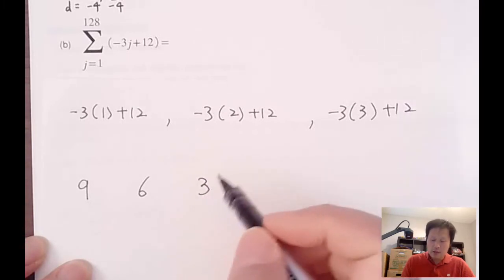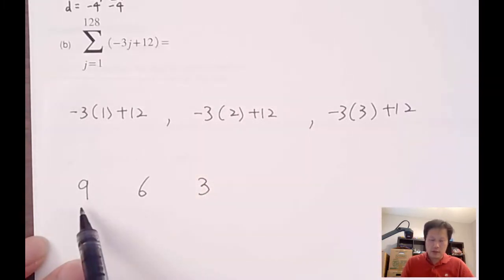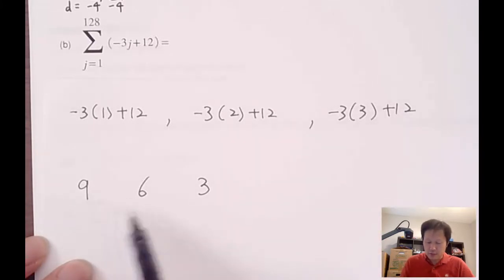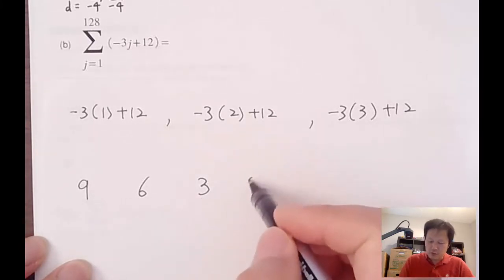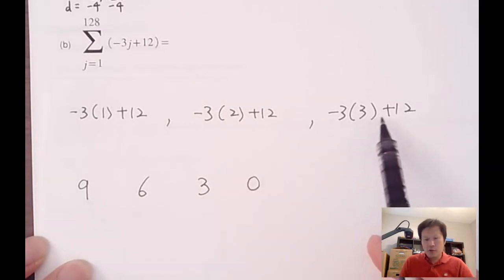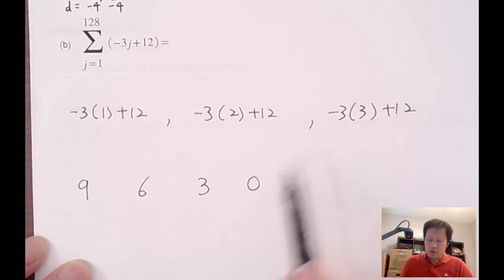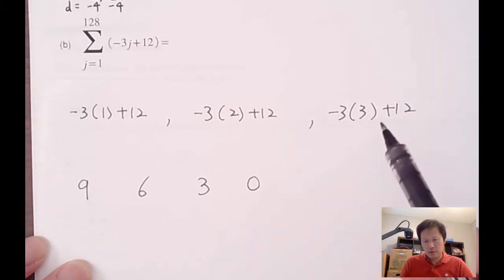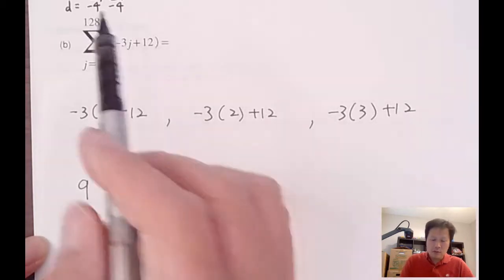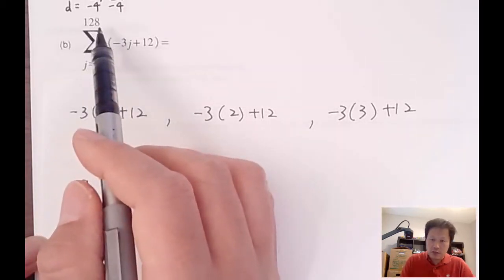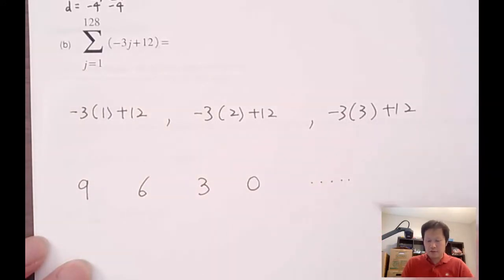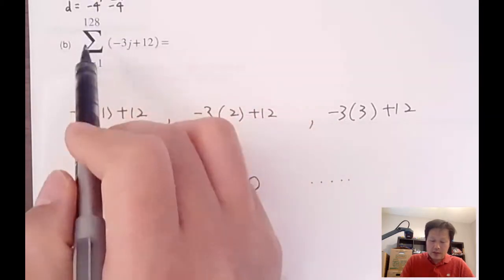9, 6, 3. And you know it's arithmetic, so it's doing what? Subtracting 3, subtract 3. So the next number should be 0, and so on. Okay, so if you plug in 4 for the value of j, you will get 0. You can plug in 5, 6, 7. How far do we go? All the way up to 128. So you have a bunch of numbers afterward. And the last number will be when you plug in 128 for the value of j.